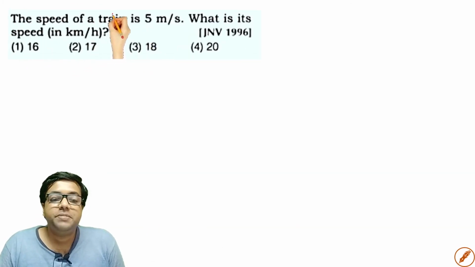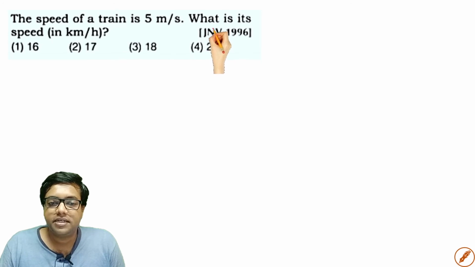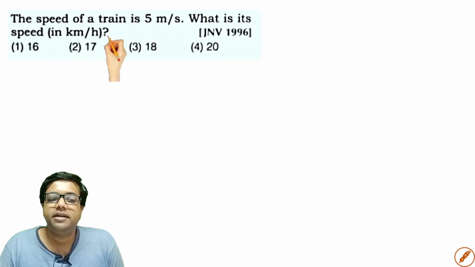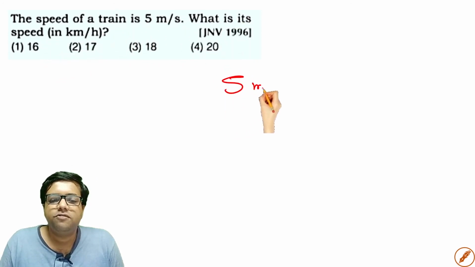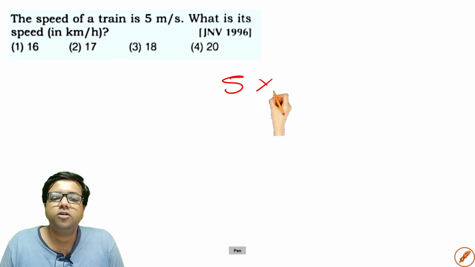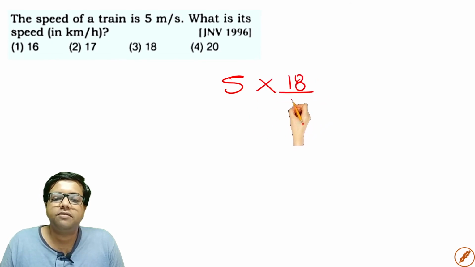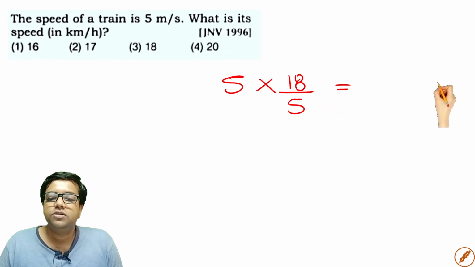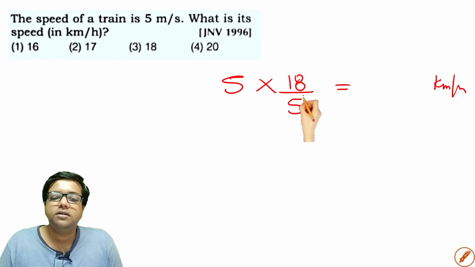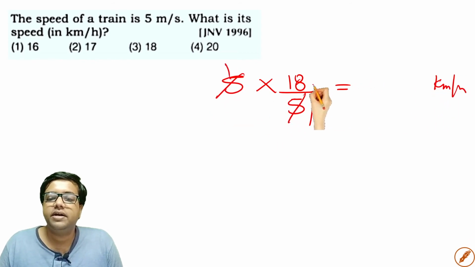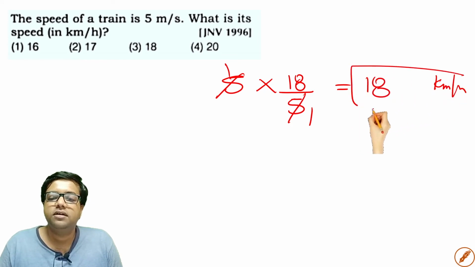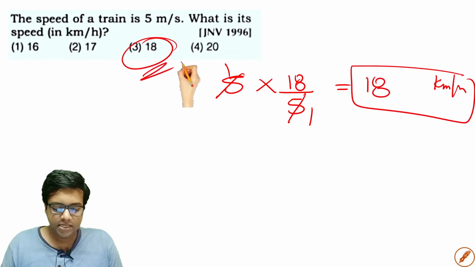The speed of a train is 5 meter per second. What is its speed in kilometer per hour? Very simple. You need to convert 5 meter per second into kilometer per hour. Multiply the fraction 18 by 5, so you will get it in kilometer per hour. So 5 ones are 5. 18 into 1 is 18 kilometer per hour. Option 3 is the right answer.